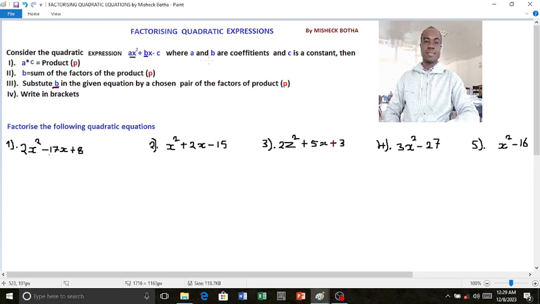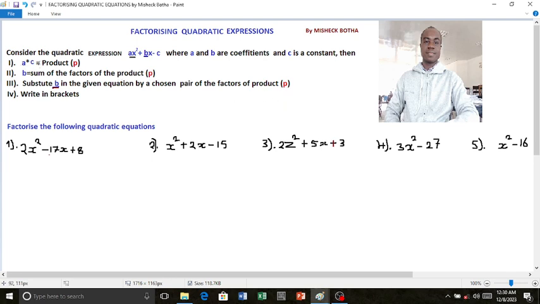So here are some simple steps which you can follow to solve quadratic expressions by factorization. If you scroll up some videos, I've explained how to solve not expressions but equations, quadratic equations, by factorization, the formula method, and also the completing the square method. Here we are considering how to solve quadratic expressions by the factorization method.